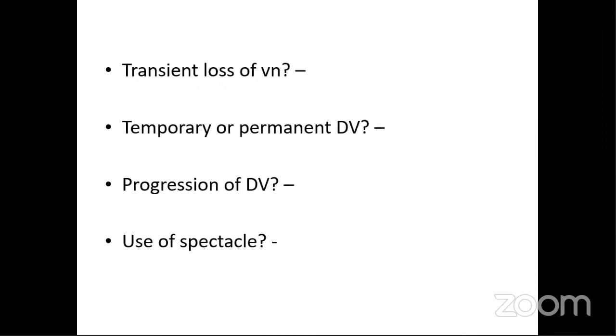Then another most important history is use of spectacles. Especially in the young, in teens, if they complain of frequent change of spectacles, it is more suggestive of keratoconus. And the other conditions in which you will get frequent change of spectacles are uncontrolled diabetes or POAG.